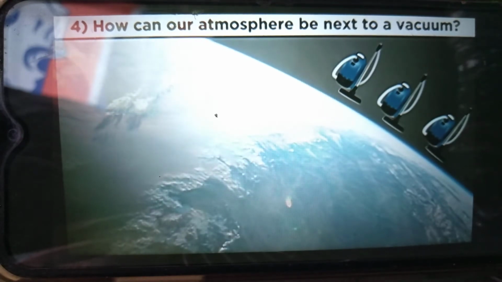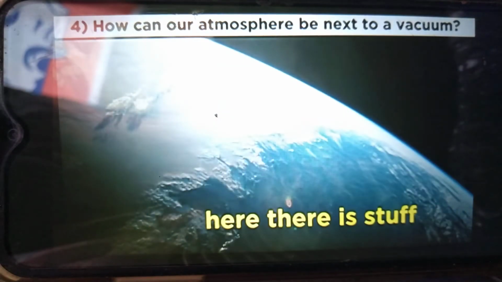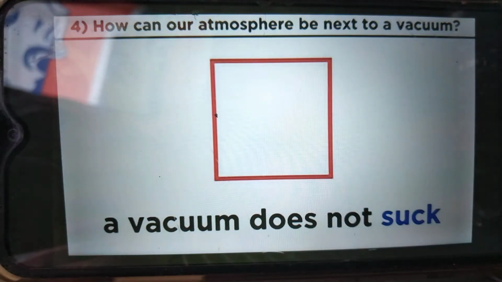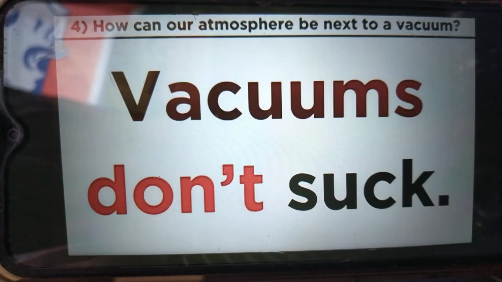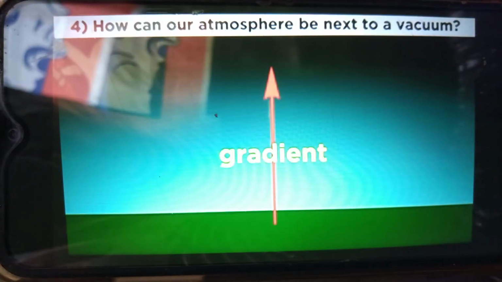Let's take a moment and clear this up. A vacuum is any region where there is no stuff. Here, there is stuff, like air. In space, there is no stuff, or at least very, very close to no stuff. Space is essentially empty. That's a vacuum. It is not a thing that sucks. Vacuums don't suck. Everyone say it with me together. Vacuums don't suck. Earth's atmosphere displays a gradient because gravity exists.